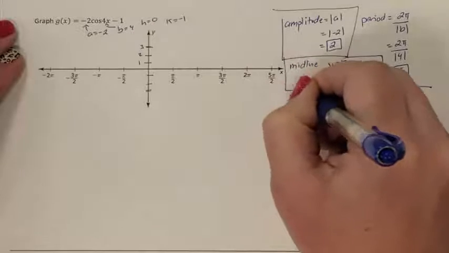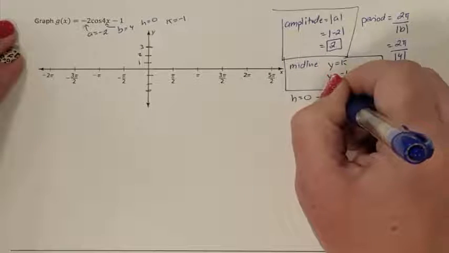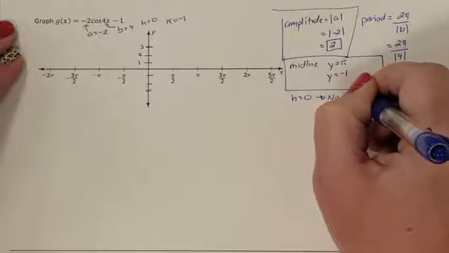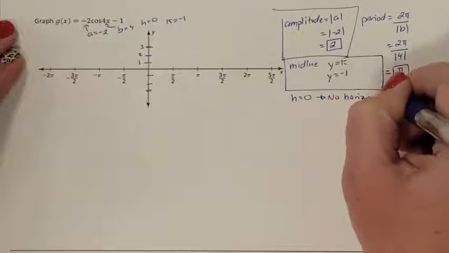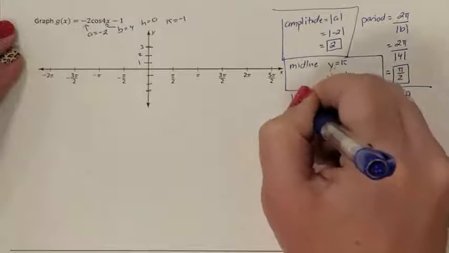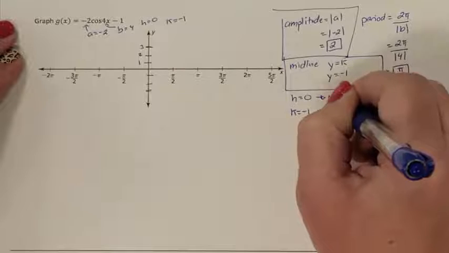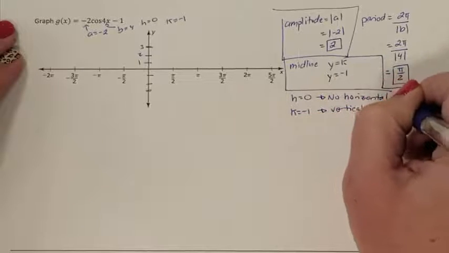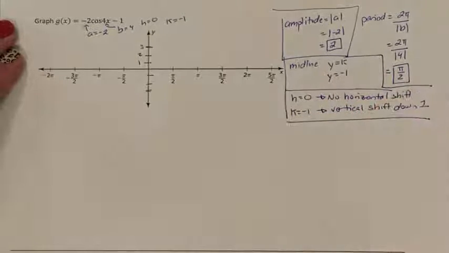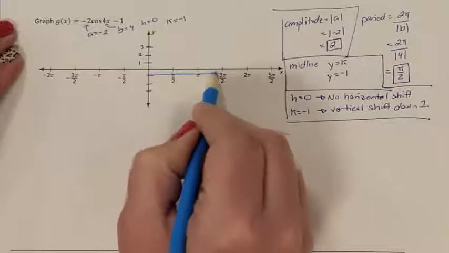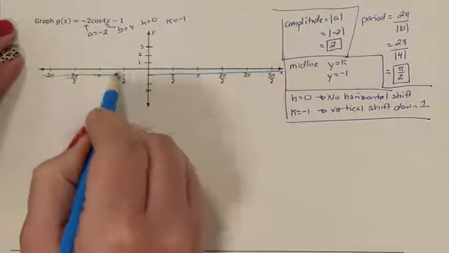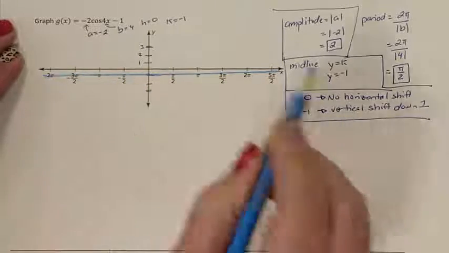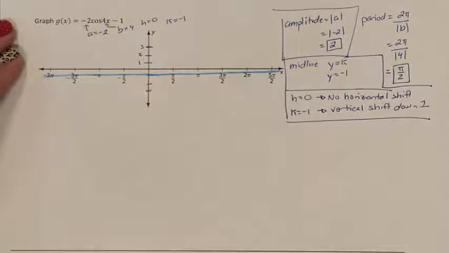My h, which is 0, does the horizontal shift. Since it's 0, that means there was no horizontal shift. My k, which is -1, does the vertical shift, and since it's -1, it's going to be shifting down 1. So right here at -1 is where my midline is going to be. All the intersections are going to be on that blue line.